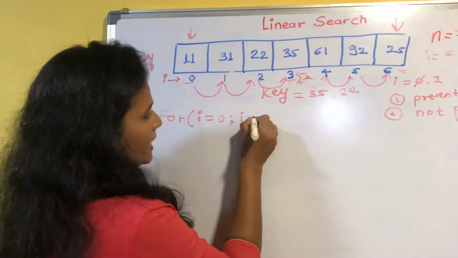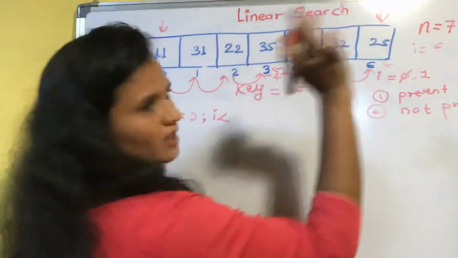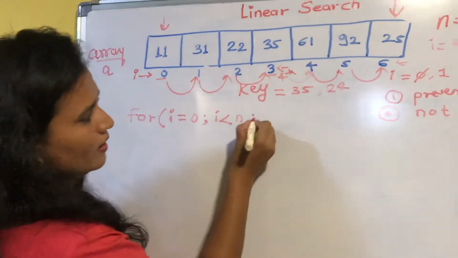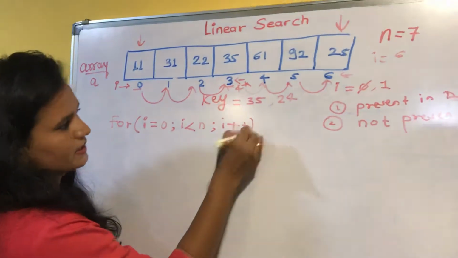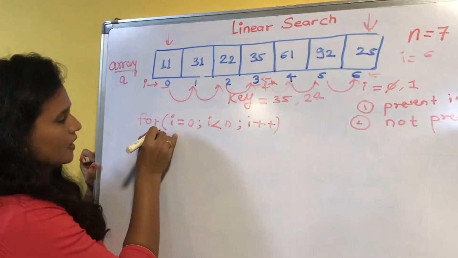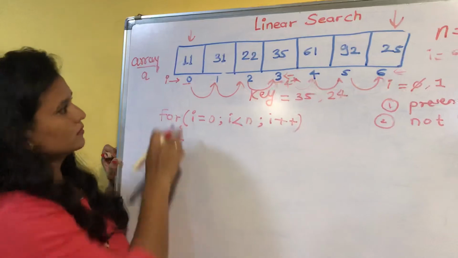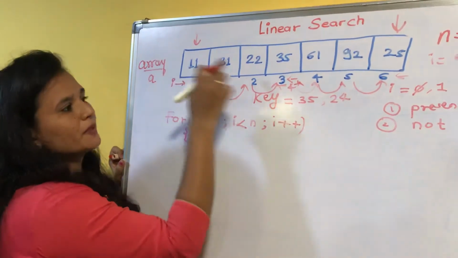Okay, then i is less than n, the number of elements. Okay, then i plus plus. This is the syntax for the for loop. Then from the first position, we'll compare this element.